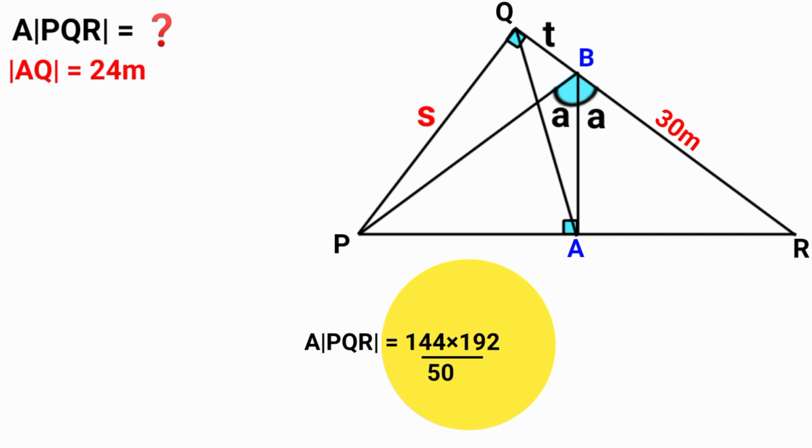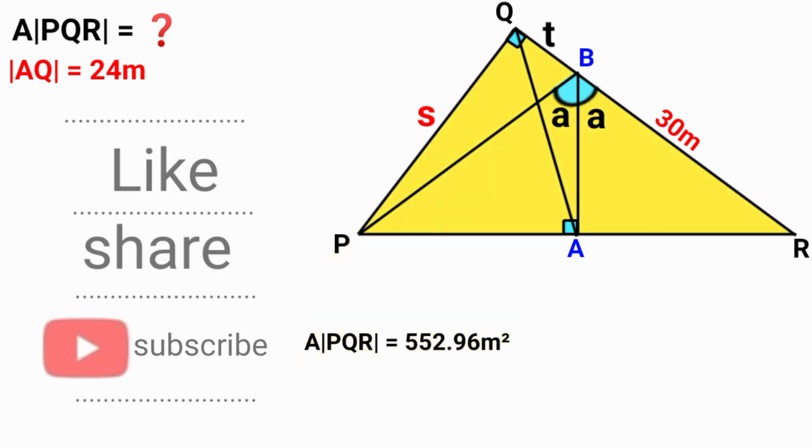144 times 192 is 27,648. Now 27,648 over 50 all multiplied by 2 over 2 is 27,648 times 2 all over 50 times 2. 27,648 times 2 is 55,296. 50 times 2 is 100. Now to eliminate these two zeros, these two numbers will go behind the decimal point. So area of triangle PQR equal to 552.96 meters squared.